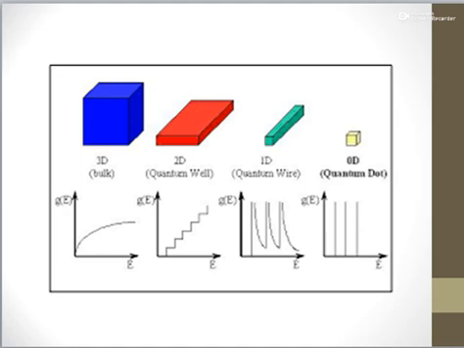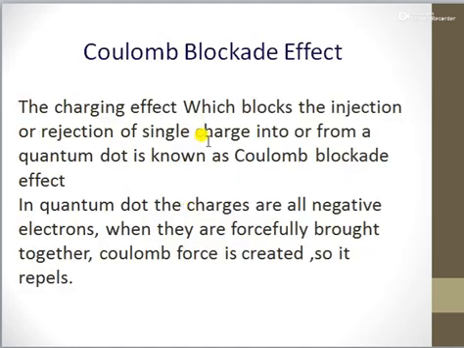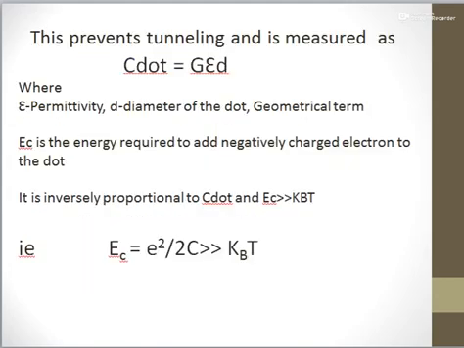The addition or deletion of an electron into this quantum dot by suppression of tunneling is termed the Coulomb blockade effect. It is as follows. The charging effect, which blocks the injection or ejection of a single charge into or from a quantum dot, is known as the Coulomb blockade effect. In a quantum dot, the charges are all negative, that is, electrons are negative. When they are forcefully brought together, they will repel. This creates a force known as Coulomb force, and that is the Coulomb blockade effect. Thus it is blocking the tunneling.